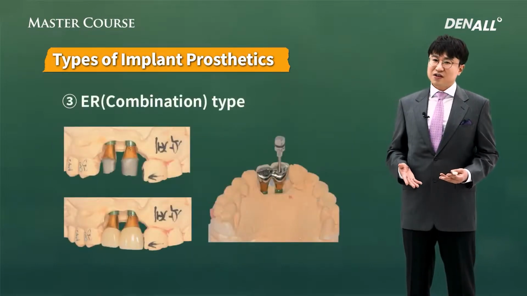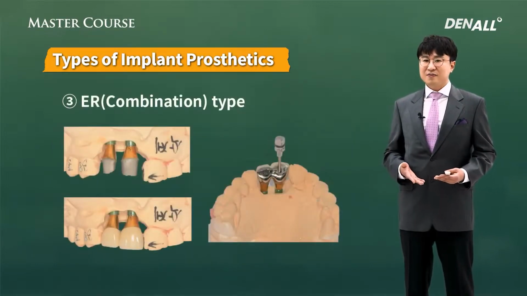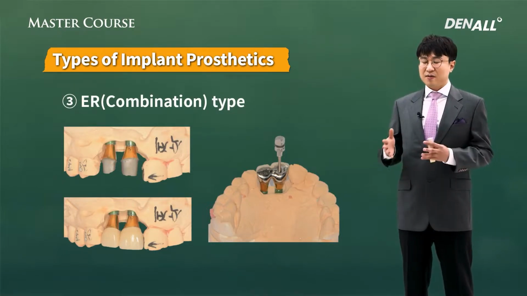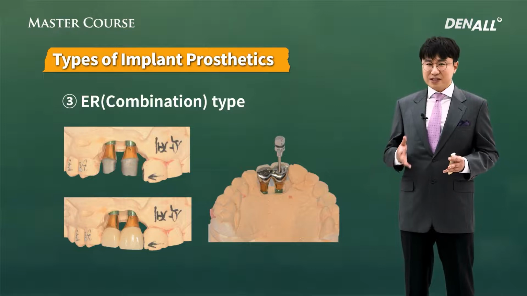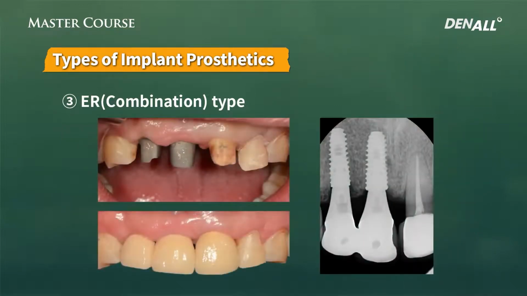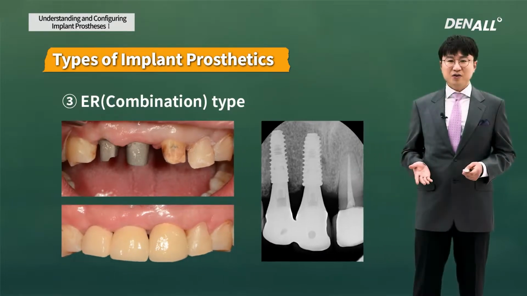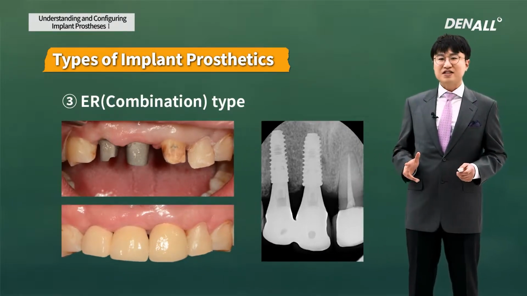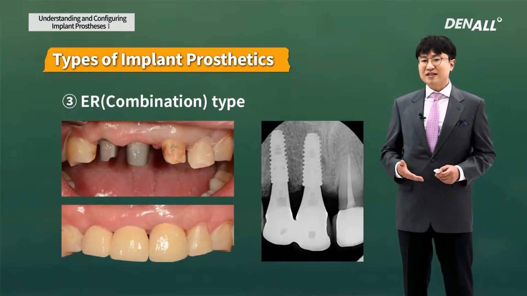And if you place implants even palatally, two implants can be split. And if you create screw-type prosthetics, then the fixture-abutment connection cannot really have a good passive fit. So in that case, the ER type, linking the abutment, is good for passive fit, and it's easy to remove. And again, in the master course, I'll give you more detailed information.